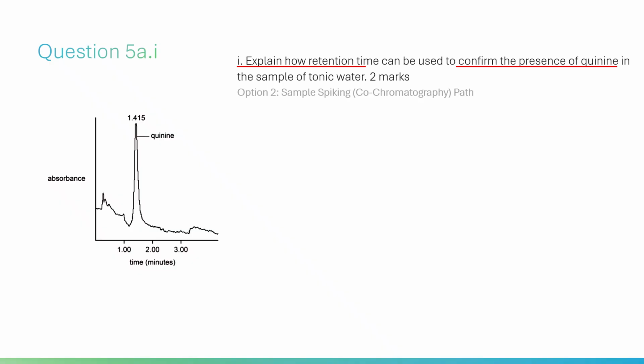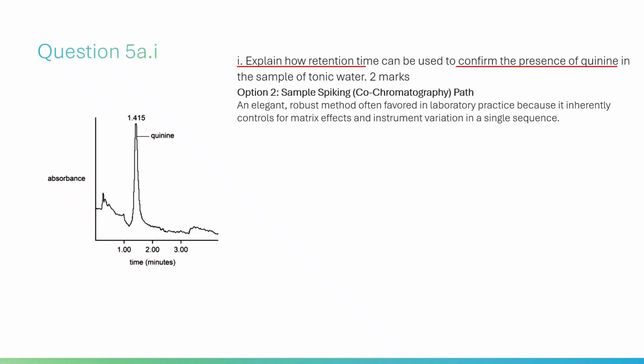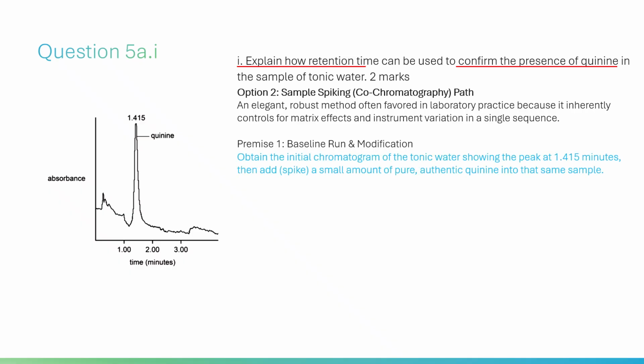Option 2, Sample spiking, co-chromatography, path. An elegant, robust method often favored in laboratory practice, because it inherently controls for matrix effects and instrument variation in a single sequence. Premise 1, Baseline run and modification. Obtain the initial chromatogram of the tonic water showing the peak at 1.415 minutes, then add, spike, a small amount of pure, authentic quinine into that same sample.